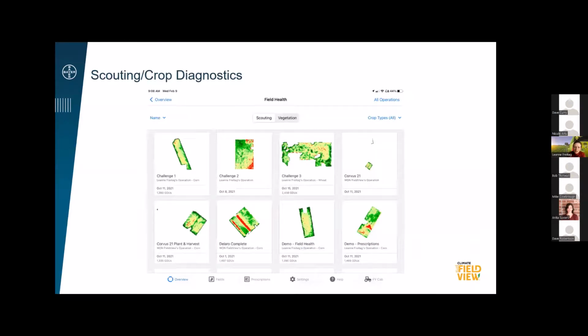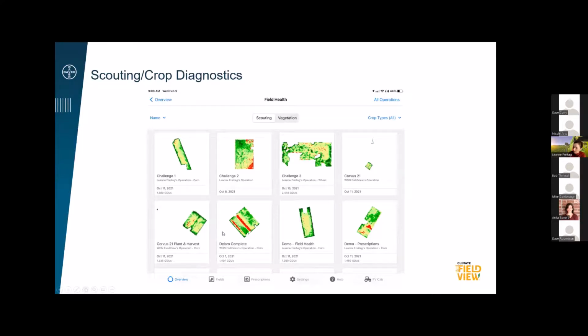So here's an image of what you can see from the Black Fieldvue app, where you can get an overview of all of your fields. This is the scouting imagery. We also have the vegetation imagery that you can look at, but this gives a snapshot of each field and the variability within that field.